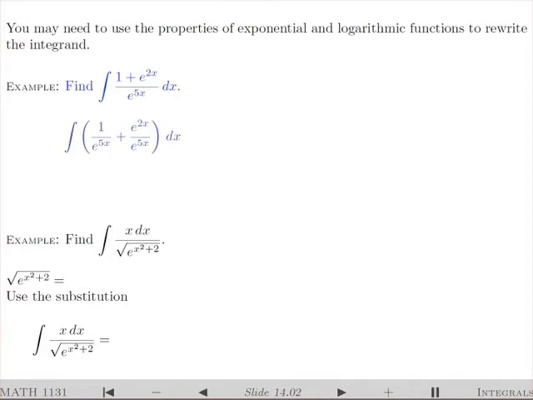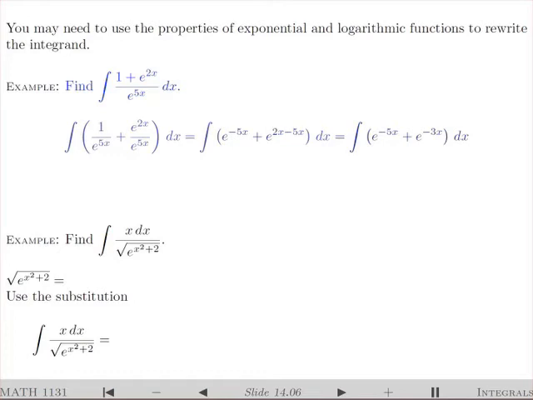1 over e to the power 5x is e to the power negative 5x. e to the power 2x over e to the power 5x is e to the power 2x minus 5x. And 2x minus 5x is negative 3x. So I can rewrite the original integral as the integral of e to the power negative 5x plus e to the power negative 3x. Now I can integrate each of the terms using our general rule for exponentials.